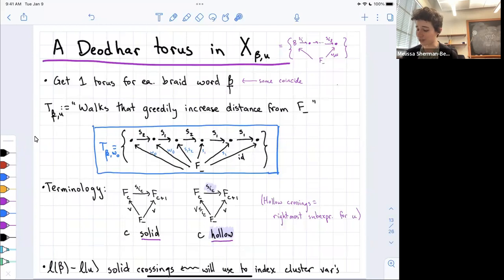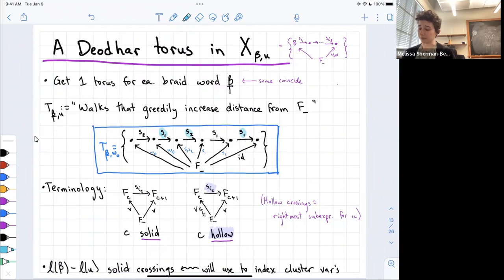And okay, if you don't want to do this whole thing where you fill out this little grid of triangles and then decide what's solid or hollow, there's actually an easier way to figure out solid and hollow. The hollow indices just form the rightmost sub-expression for whatever your permutation U was. So in this example, my U was W naught and S3. So the rightmost sub-expression inside of this word for W naught is this one. So these are my hollow crossings, and the other ones are solid.